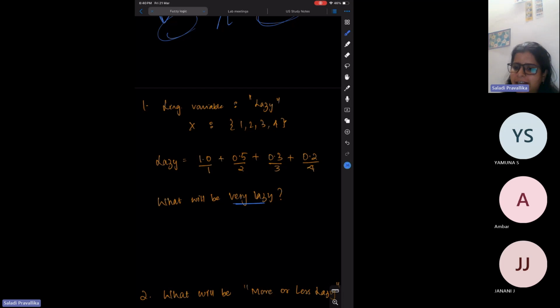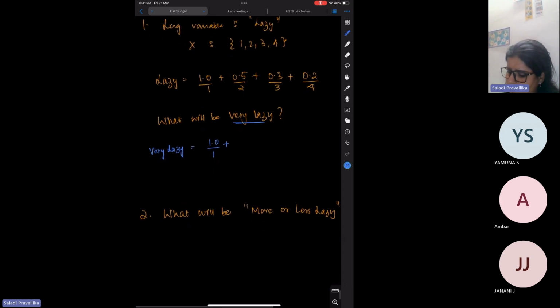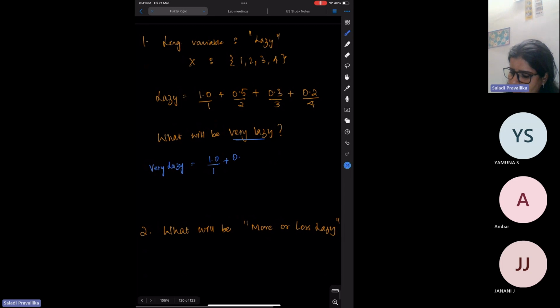Yes, Yamuna, you're right. So very lazy means you have to take the square of the given membership values. So it is 1 squared, which is 1 for given 1, and 0.5 squared, which is 0.25 for given 2, and 0.3 squared, which is 0.09 for given 3, and 0.2 squared, which is 0.04 for given 4.